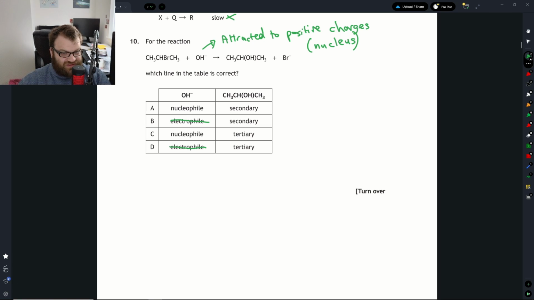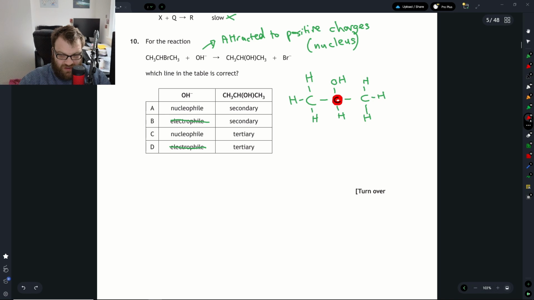Next, we have to say if we've got a primary, secondary, or tertiary alcohol. We need to focus on the carbon attached to the OH group, the hydroxyl group. This has 2 other carbons attached to it, making it a secondary alcohol, making A our correct answer for this question.